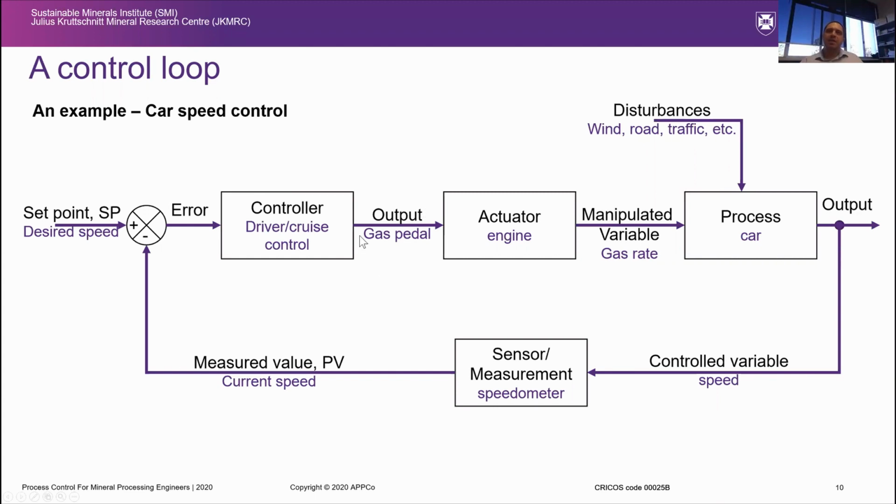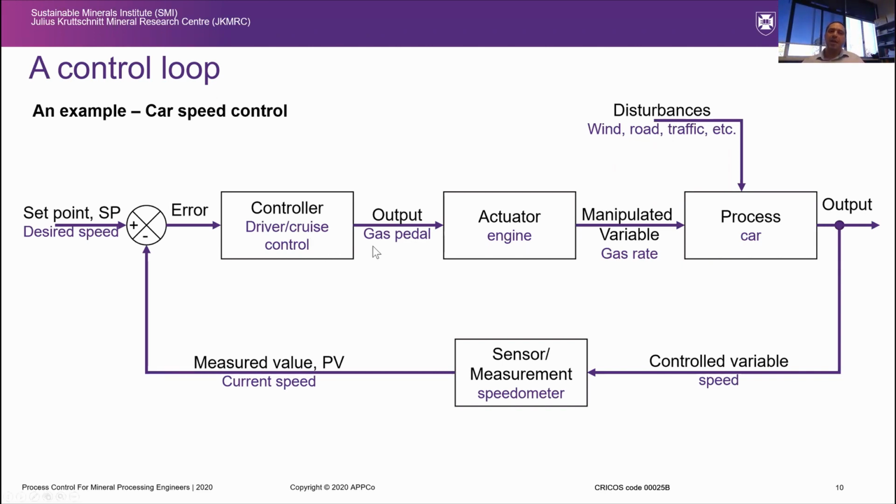And that gas pedal adjustment is going to basically feed to the engine and changes the gas rate to adjust the car speed. So this is an example of a closed loop that you're actually using. And the brain or the controller in here is a cruise controller, or basically the human brain that is driving the car. And that's an example of a control loop.